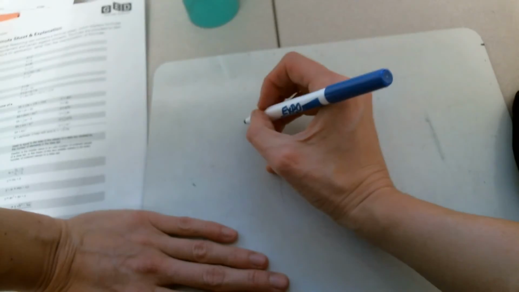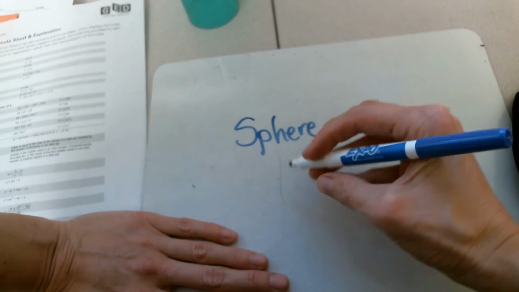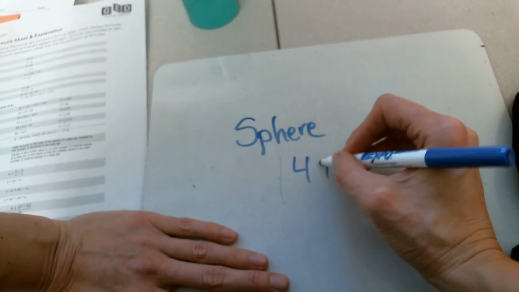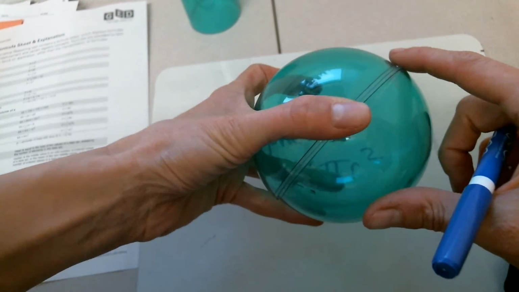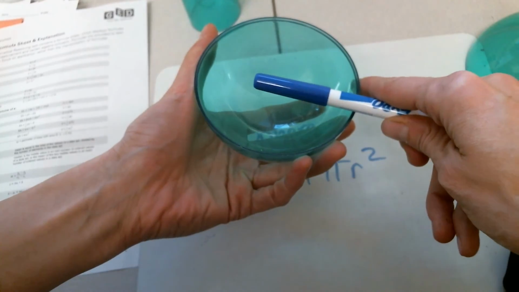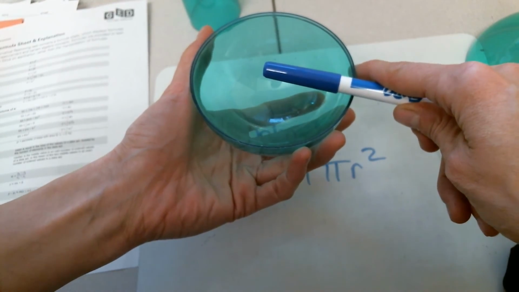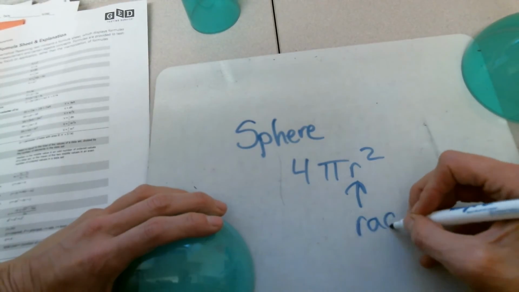The last formula that we're going to be using is for the sphere. The surface area for the sphere is 4 pi r squared. So for the sphere, you simply need to know what the radius is. The radius would be if I took the middle of it and took from the center of the circle to the outside. So I'm just using the radius here.